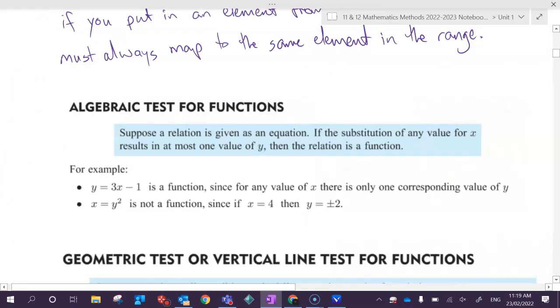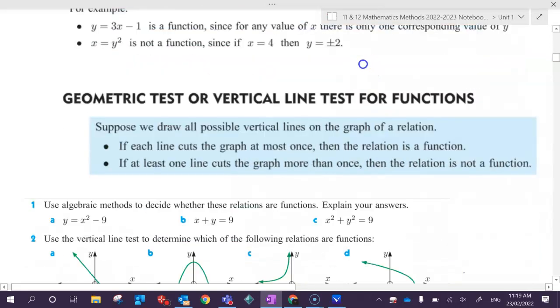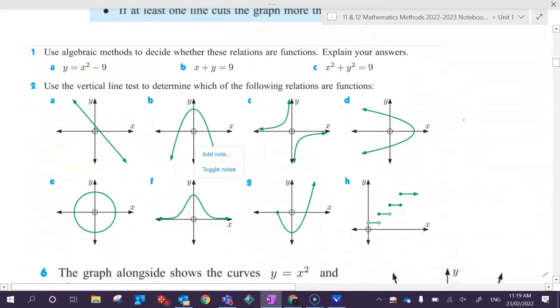The algebraic test is just going to tell you that if you substitute it in, there's only one possible answer. We've looked at that already, and the vertical line test we've looked at as well. So, there's a few questions there for you. What have we got, 11? Determine which of those equations or graphs represent functions and which are just relations.